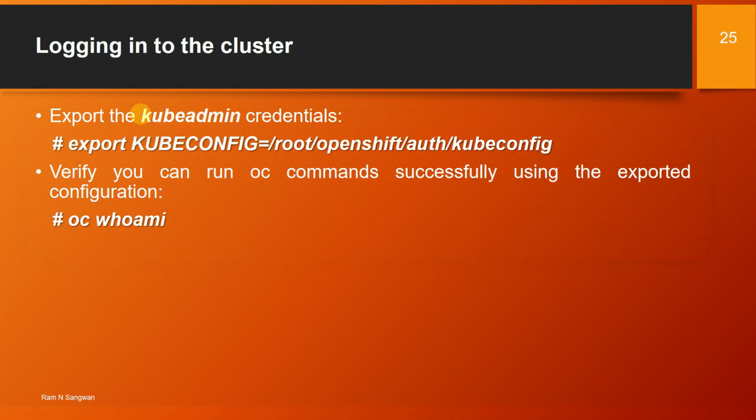Logging into the cluster: export the kubeadmin credentials file, export KUBECONFIG equals the openshift auth kubeconfig path, because this is the folder where you downloaded the auth and kubeconfig file. You export it, then you run the oc command, this is the oc command line tool, and run whoami. This will tell you that you are logged in as kubeadmin.